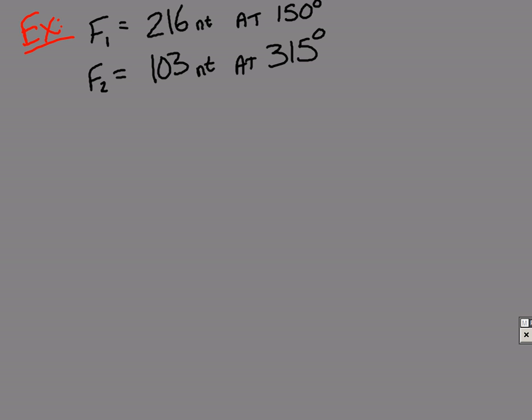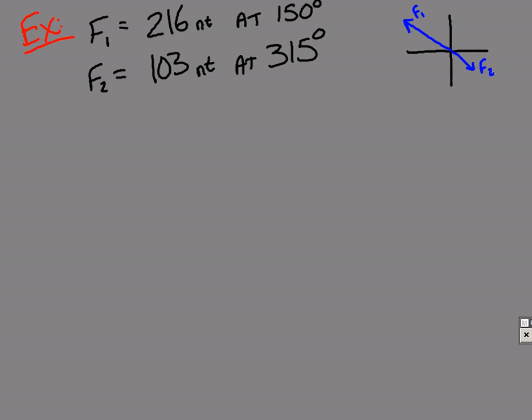Okay, these are two vectors. These are dealing with newtons. That's what this N stands for. So the first thing you want to look at is, if I draw a picture, what does it look like? 150 degrees is somewhere in quadrant 2, so something like that for F1. As for F2, it's at 315 degrees, and the magnitude is only 103, so it's not nearly as much as the other one. So something kind of like that for F2.